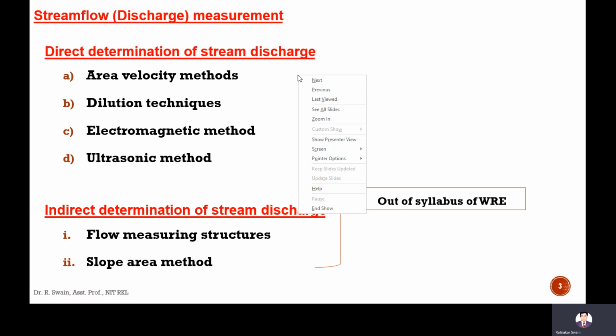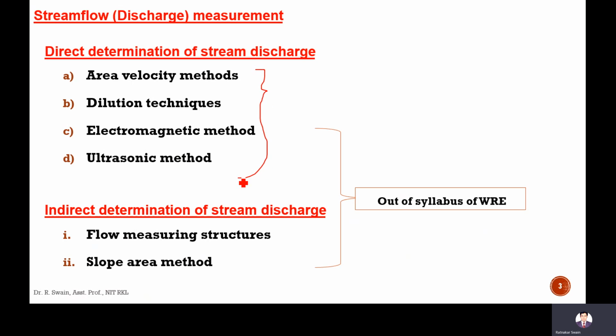There is a direct method of discharge measurement and there is an indirect method. Directly we will get the discharge data using these four methods, and indirectly we will get the discharge data. The direct estimation methods are the area velocity method, dilution technique, electromagnetic method, and ultrasonic method. Indirect determination of stream discharge is by flow measuring structure and slope area method.